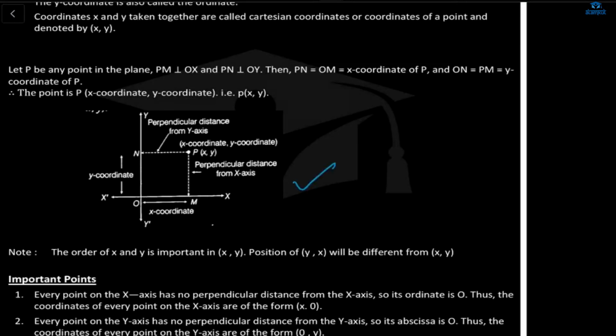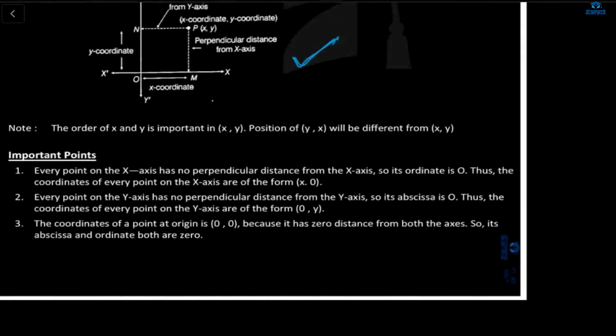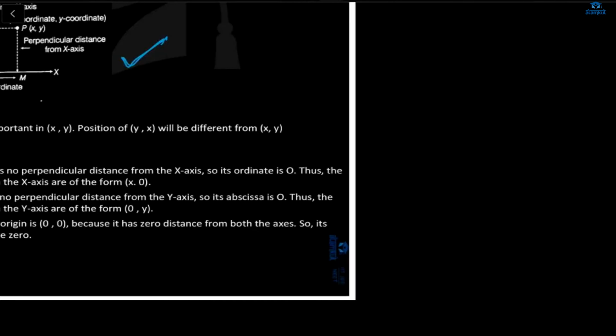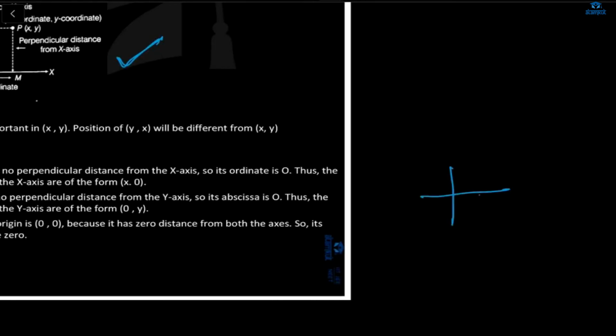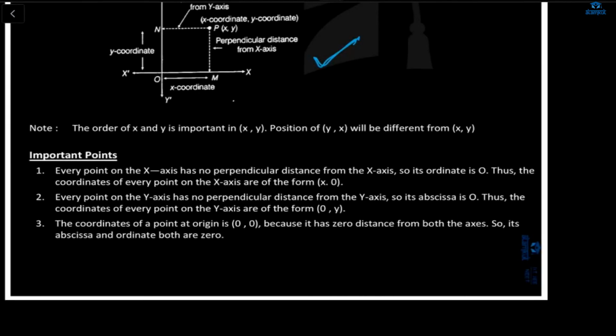Very important. I think you have been plotting points, so you'll not face much problem, but you should know this. Now, important points: what? Every point on the x-axis has no perpendicular distance from the x-axis. The point that lies on the x-axis, it is not having any perpendicular distance from x-axis. That's why its ordinate is 0. Ordinate means its y-axis value is 0. The point that lies on x-axis, its ordinate is 0, and the point that lies on y-axis, its abscissa is 0. And the point that lies on origin is 0, 0.